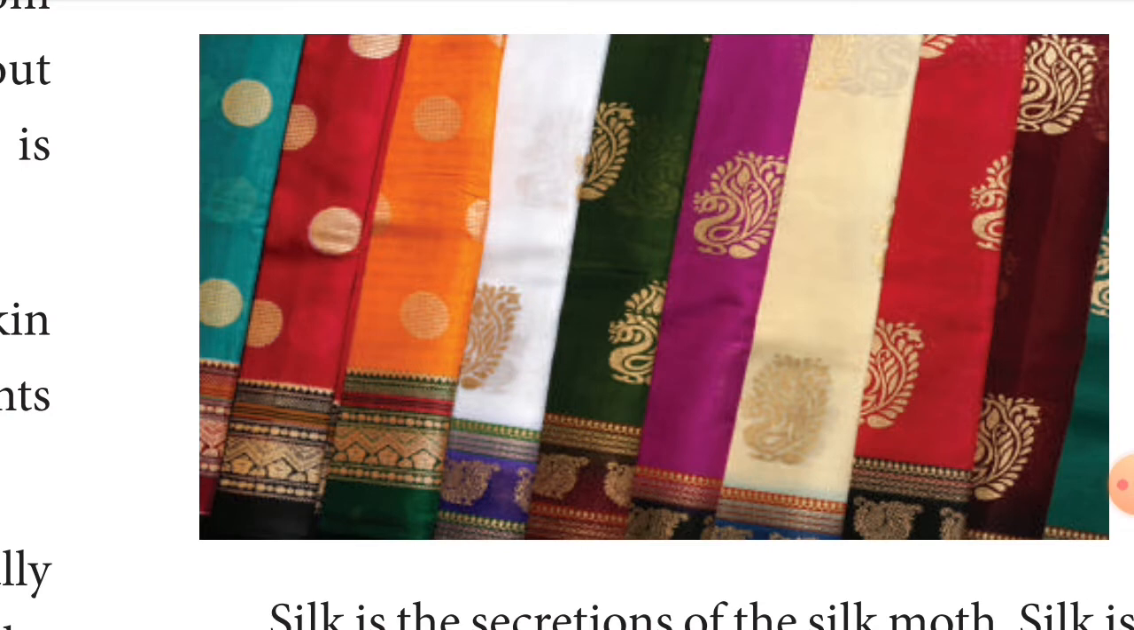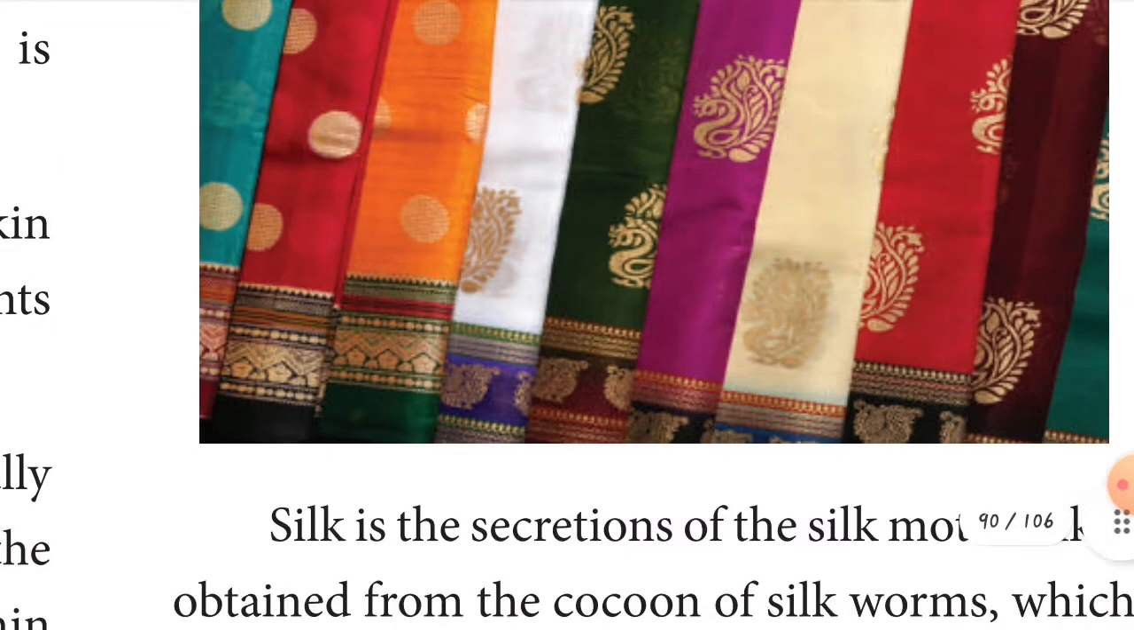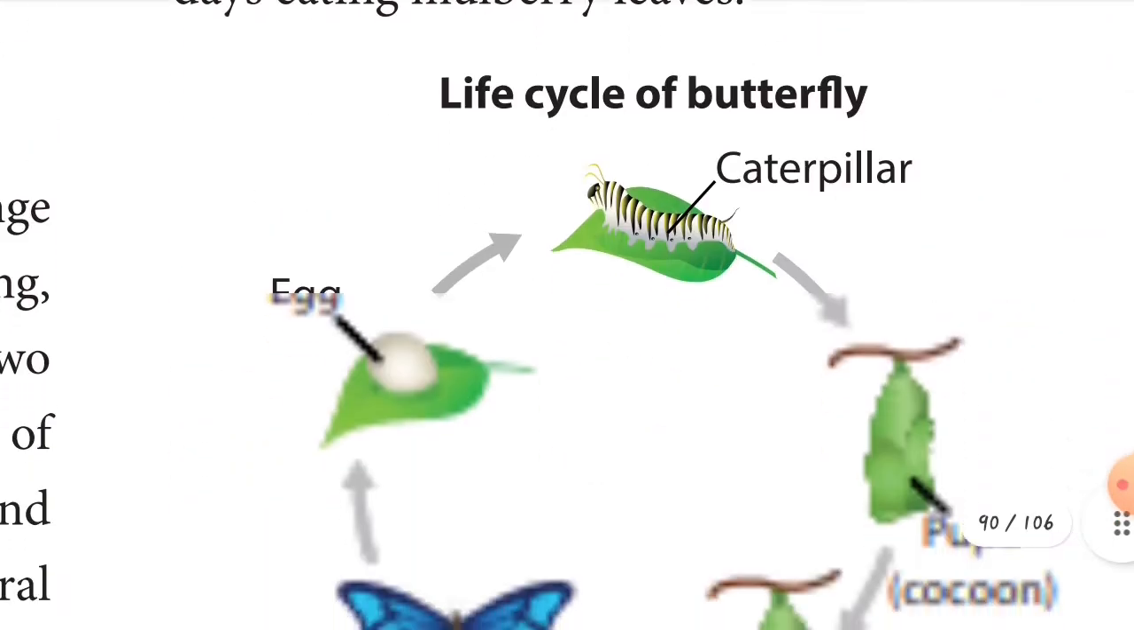Silkworms live a very short time, children, only about 2 months. During this period, they pass through four stages of development. Already you know: egg stage, caterpillar stage, cocoon, and adult moth, that means adult butterfly. These stages are called the life cycle of the silkworm. Okay, see this life cycle, children.